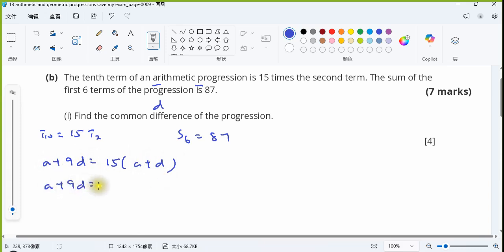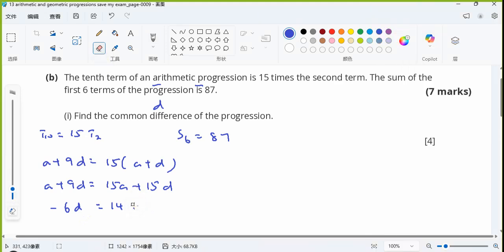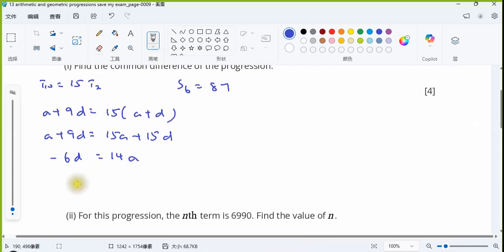So a plus 9d equals 15a plus 15d. So we have 14a equal to negative 6d. Okay, 9 minus 15 is negative 6. They want to find the common difference, so a will be negative 6 over 14 d. So a equals negative 3 over 7 d.